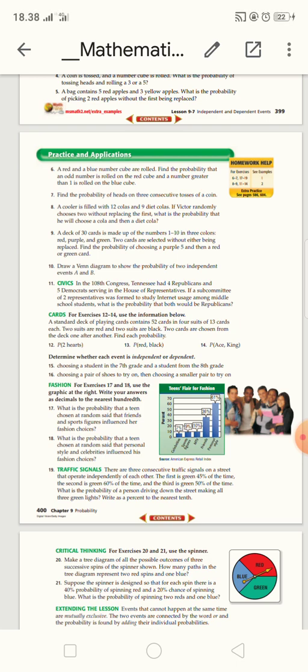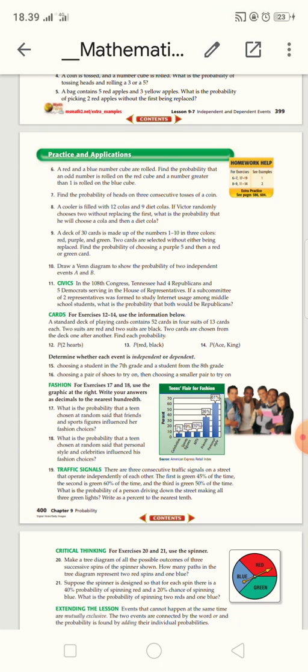8. A bag is filled with 12 live colors and 9 dead colors. If Victor randomly chooses 2 without replacing the first, what is the probability that he will choose a live color and then a dead color?